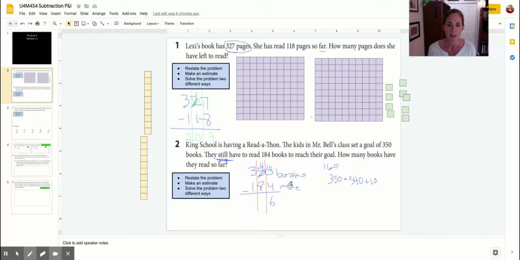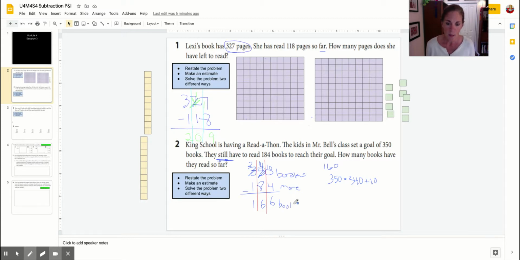40 minus 80. Golly, what do we do there? You can't take 80 away from 40. So here again, you're going to go, okay, but I have a bunch of hundreds. So instead of 300, I'm going to say it's 200 plus 140. So I'm going to have a 14 in this column. 14 minus 8 you can do. 14 minus 8 is 6. And 2 minus 1 is 1. So we have 166 books that they have read so far.